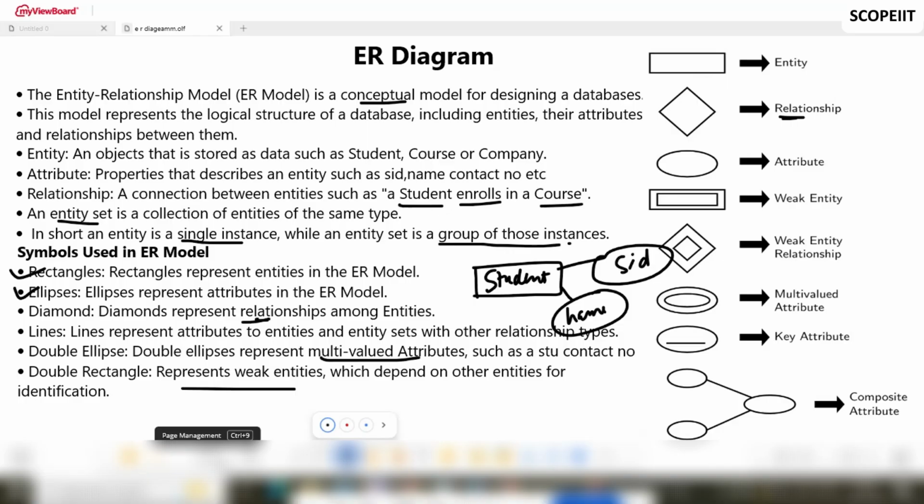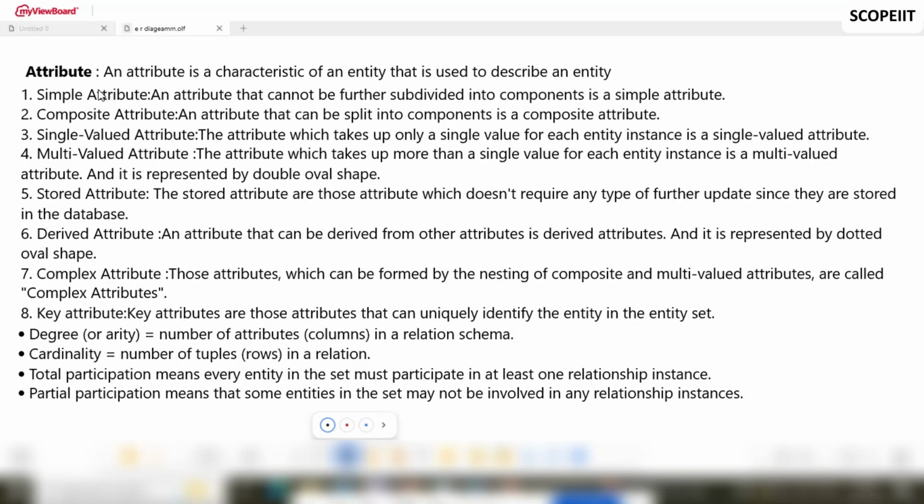Next, what are attributes? I already explained attributes. An attribute is a characteristic of an entity that is used to describe an entity. Now, there are different types of attributes. One is the simple attribute. A simple attribute cannot be further subdivided into components. For example, student roll number. Can roll number be further divided? No. So an attribute which cannot be further divided is known as a simple attribute.